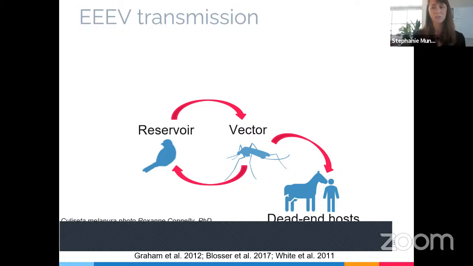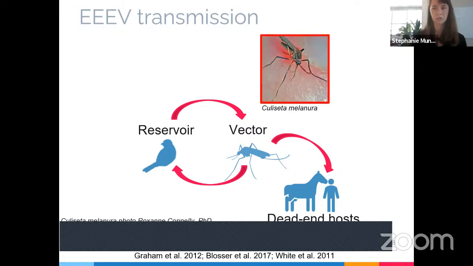However, the picture gets even more complicated when we ask which mosquito is biting us and why. So for example, Culiseta melanura is the primary vector species. And this is a species that is usually very ornithophilic, which means that it typically prefers to feed on birds.